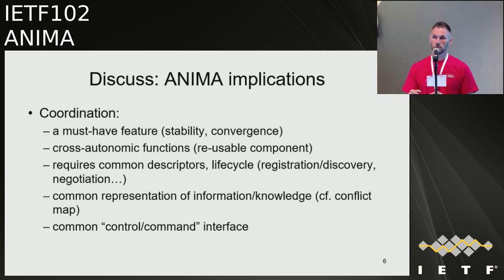So we also need some level of common representation of information and knowledge, as I highlighted in the conflict map, and also maybe some aspect of when you decide what type of coordination you want to do, to make it executable on the network. So also a kind of interface to actuate on the decision of the coordination mechanism. And I think that's all. Yeah.